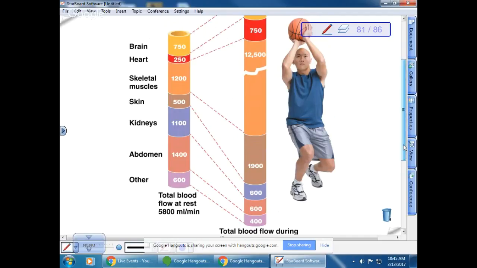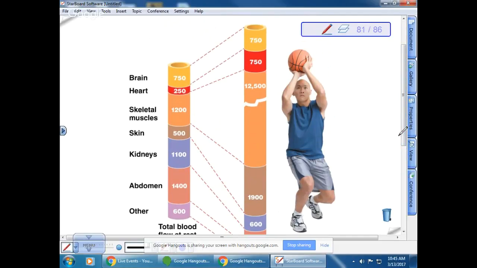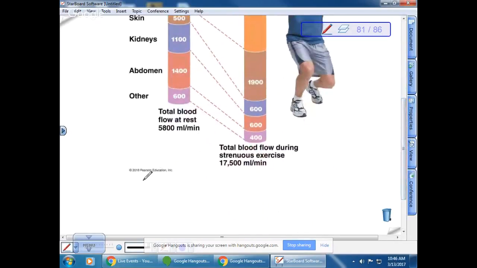So we have mechanisms that allow for this, and one mechanism is just regulating blood vessel diameter. We can talk about vasoconstriction and vasodilation. When you're exercising, the blood vessels that carry blood to the skeletal muscles are under vasodilation. Vasodilation increases blood flow to the part of the body that needs it.